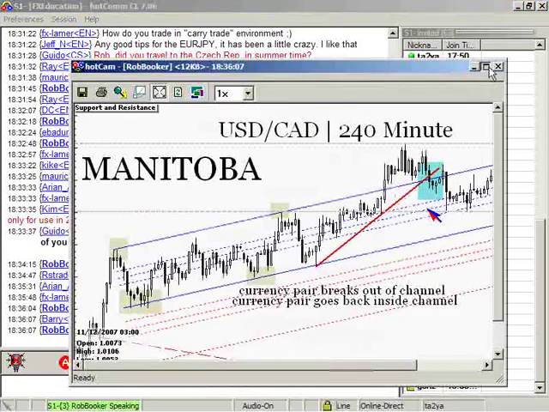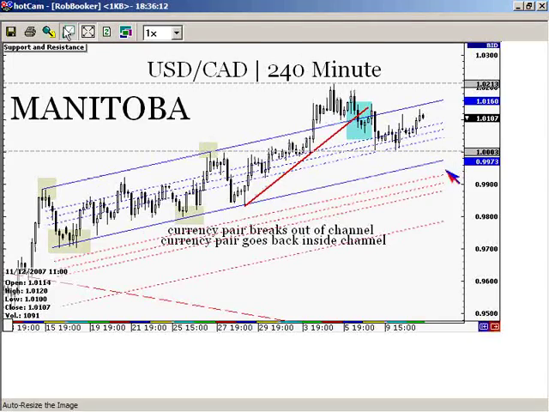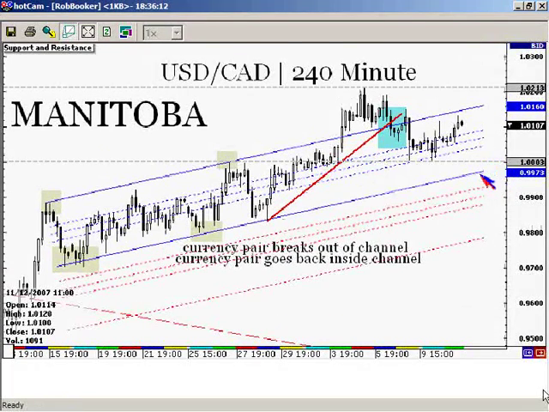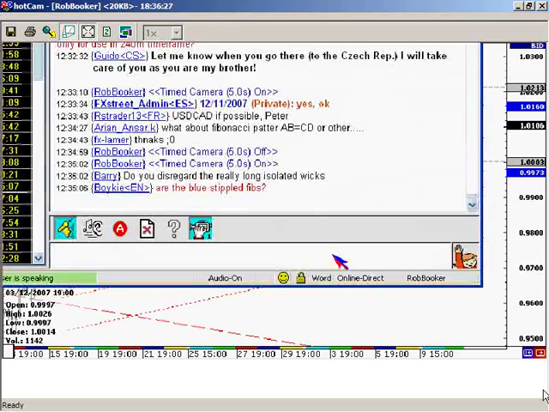If the currency pair breaks below the bottom of this channel and below this horizontal level at $1, I'm going to sell it. Breaks and closes below the bottom of that, that's a sell trade for me. And I'm going to target these Winnipeg lines on the outside of the channel. Are the blue stippled fibs? Those are FIB levels.